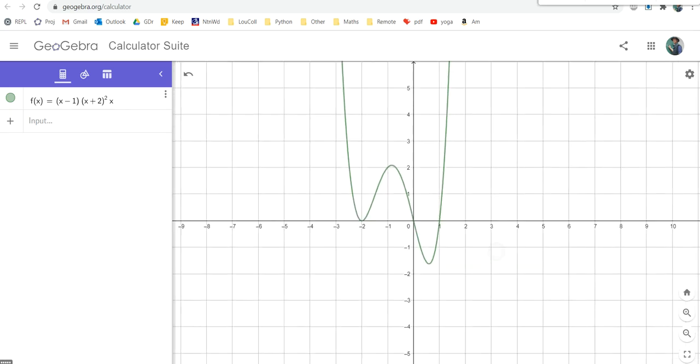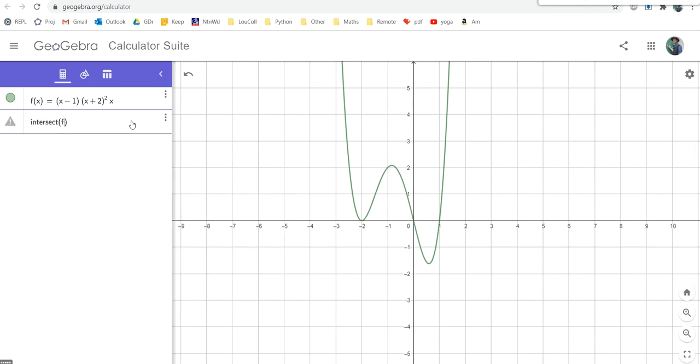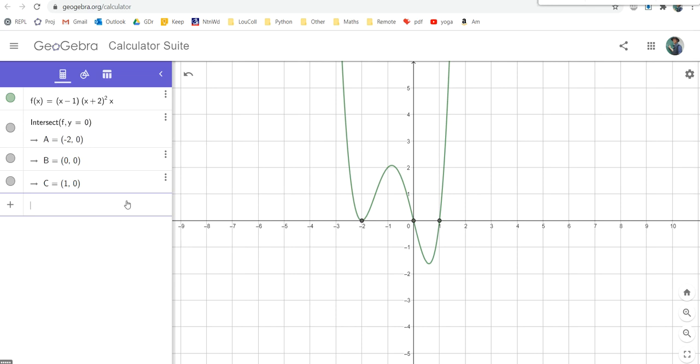If you zoom in a little bit, you'll be able to see more clearly where the roots of the graph are, where the solutions to f of x equals 0 might be. And if you want those to be highlighted on the curve for you, then you can use the function called intersect. Intersect, open brackets, f, comma, and then we're going to give the equation of another line. Now, I want the x-axis, so I'm going to use y equals 0. And you can see that that straight away gives you the coordinates of those three points. You can see them on the graph, and you can see their coordinates over here.